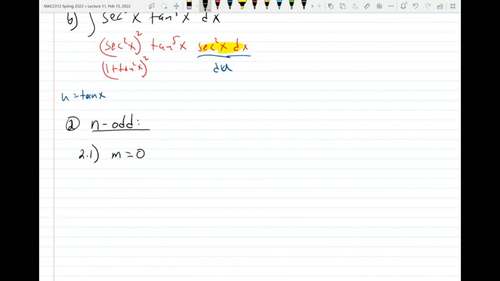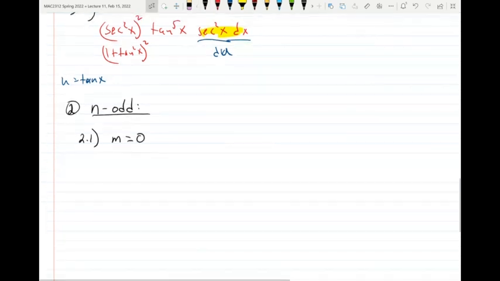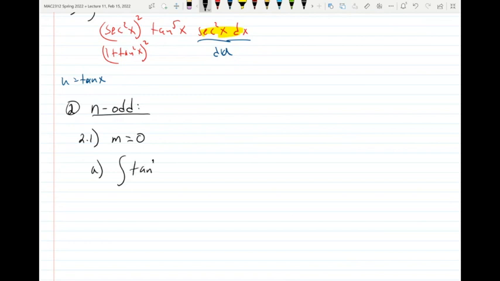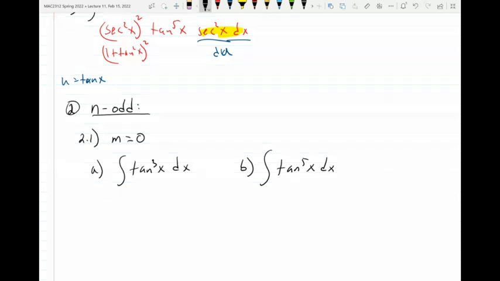Let's deal with the case when m is equal to 0, meaning there is no secant. What do we do in this case? So, for example, tangent cubed, and then another example would be tangent to the 5th. This is the type of problem that we're dealing with in this particular case. So the power of tangent is an odd number, and there is no secant involved in here. Okay, so how do we do this?